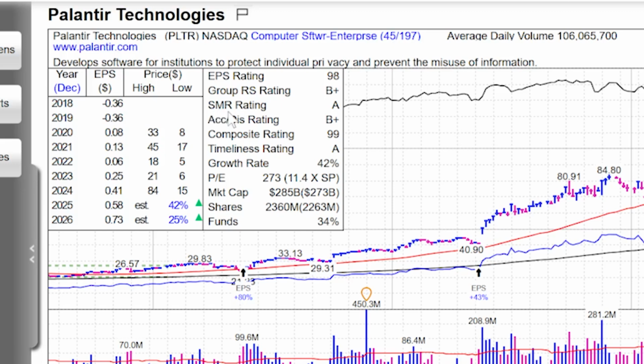We can look at sales, margin, and revenue rating. A is quite good. Accumulation distribution rating, composite rating, timeliness rating, all of these give you information basically about how well a stock is doing from a fundamental perspective and comparing that against both peers and the rest of the market.